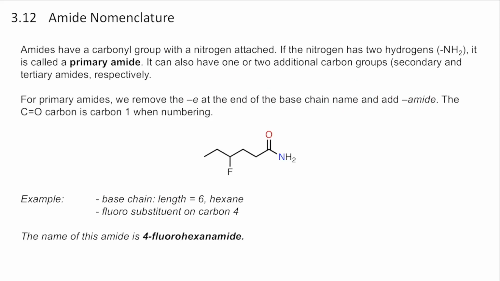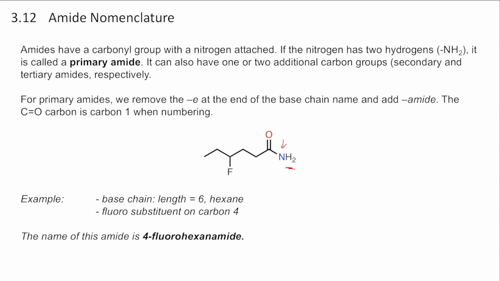For amides, amides have a carbonyl group with a nitrogen attached. If the nitrogen has 2 hydrogens as well, which this example does, we call this a primary amide. You could have one of those hydrogens replaced with a carbon, in which case it's a secondary amide, or you could have both hydrogens replaced, and then it's a tertiary amide, which we'll deal with in a little bit.